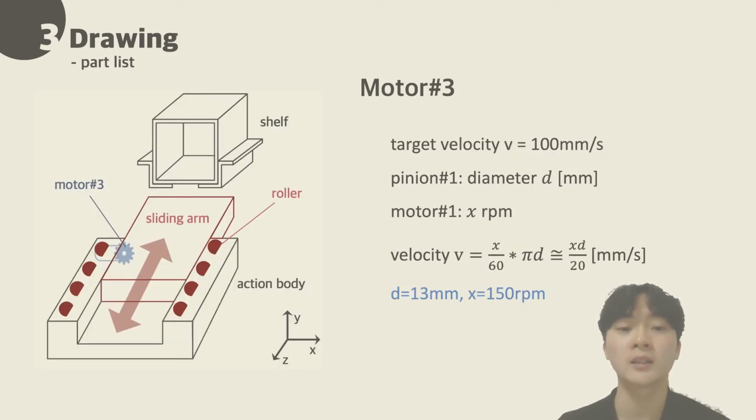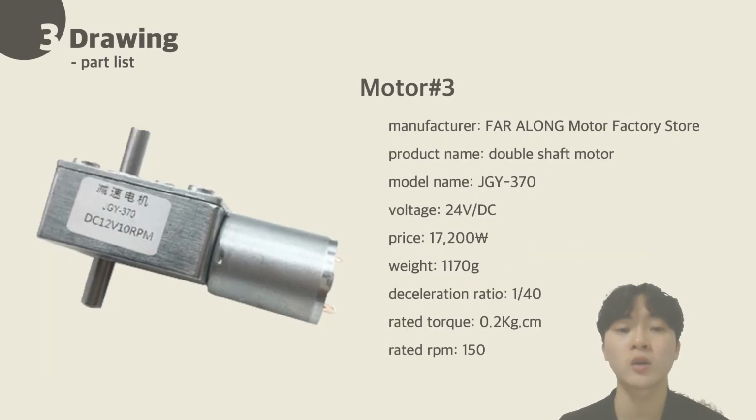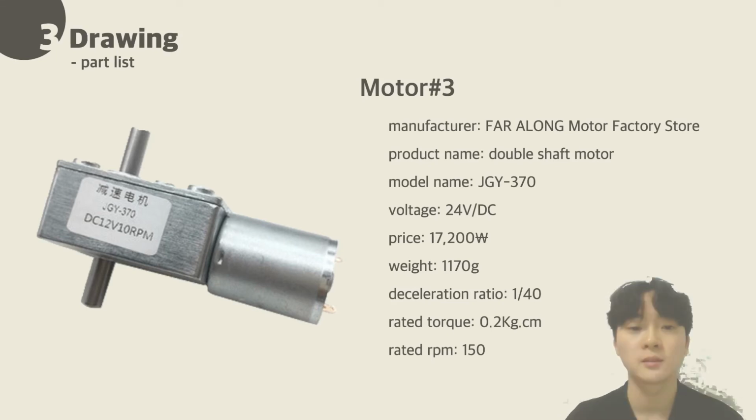Also, the Z-axis mechanism uses a rack and pinion. The Z-axis drive doesn't require much torque but requires a small size motor. Target driving speed is 100 mm per second and the motor requirements are 13 mm of diameter and 150 rpm. So we selected a 24-volt DC double shaft motor. The price is 17,200 won, the rated torque is 0.2 kg/cm, and the rated RPM is 150 RPM.